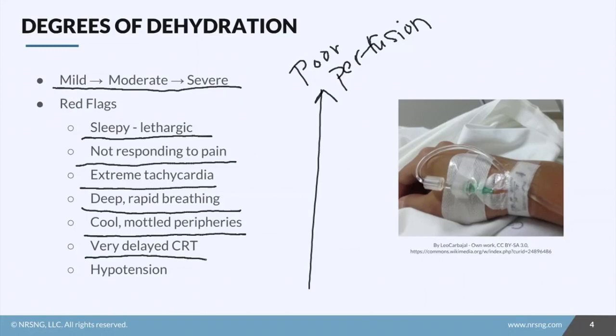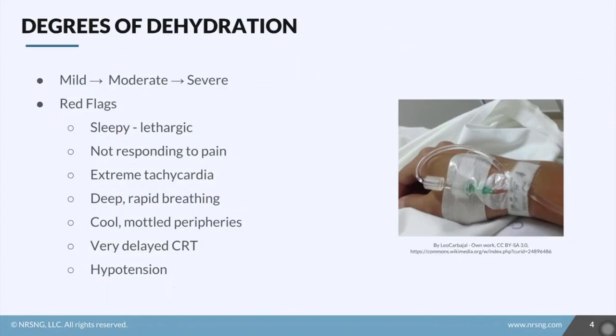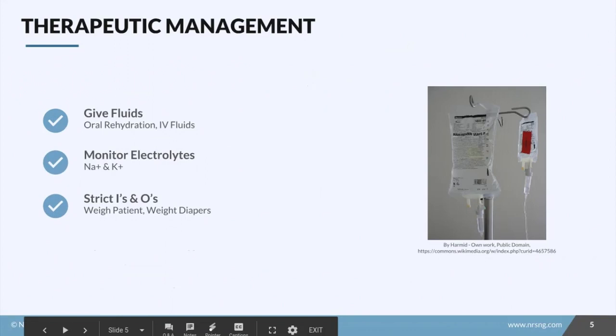And then probably the very last thing that's going to happen when a kid is severely dehydrated is their blood pressure will drop. Kids can compensate for a very, very long time, so definitely don't wait for a drop in blood pressure to think that something's wrong. It is a very, very late sign of poor perfusion, and you don't want to wait to intervene until you see that blood pressure drop. You want to pay attention to those other signs that are happening well before that.